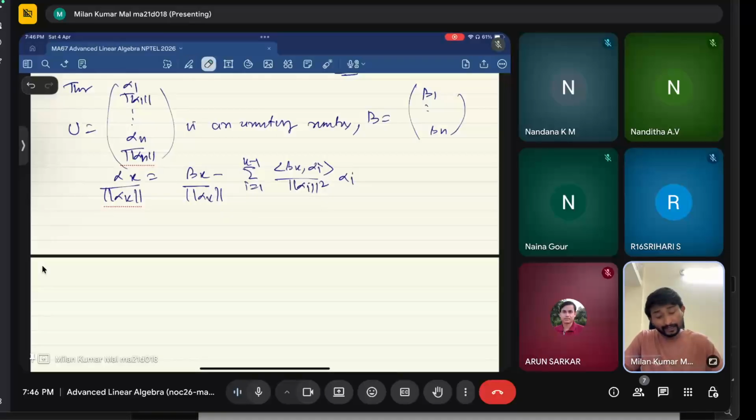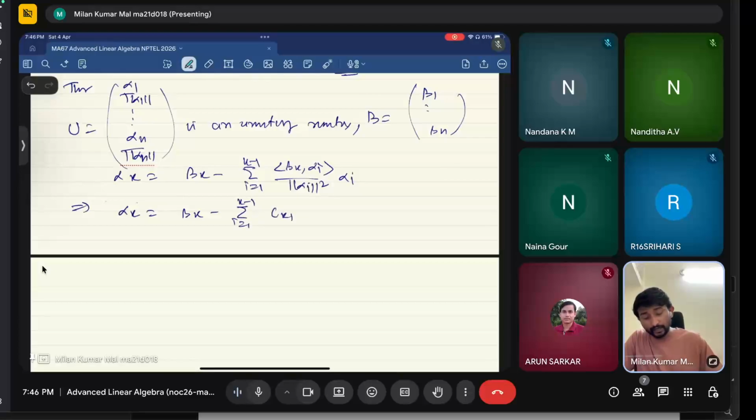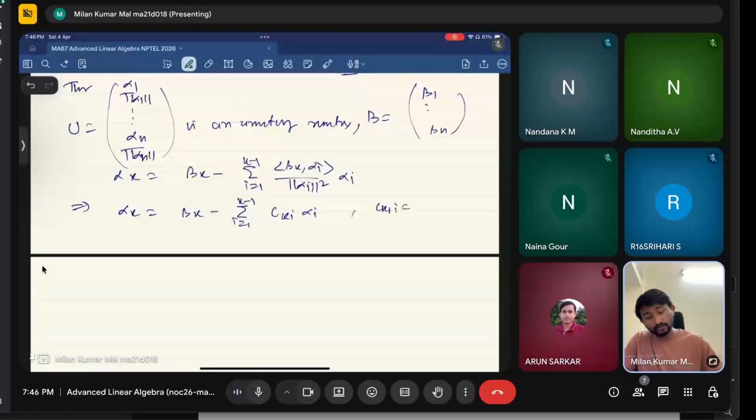So we can think of it this way. Let me write this one. So alpha k is equal to beta k minus the summation over i of c_{k,i} alpha i, where c_{k,i} is the inner product of beta k with alpha i, by norm of alpha i squared. So now I divide by the norm of alpha k.